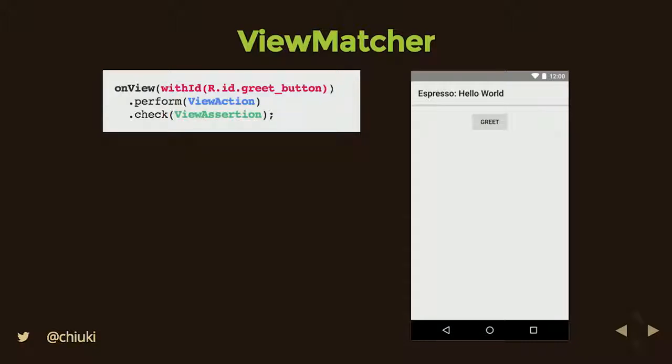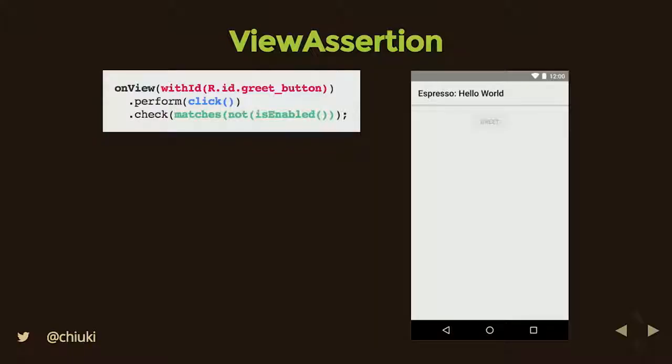So now at this point, we have located the button. Now we need to do something to it. With that is the view action. We can ask Espresso to then click on this button, and afterwards, we'll verify something. In our case, for some reason, you can only greet once. Once you greet, the button will be disabled. So once I click on the Greet button, I want to check that it matches not enabled.